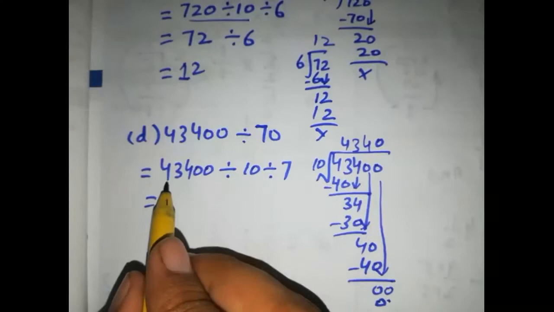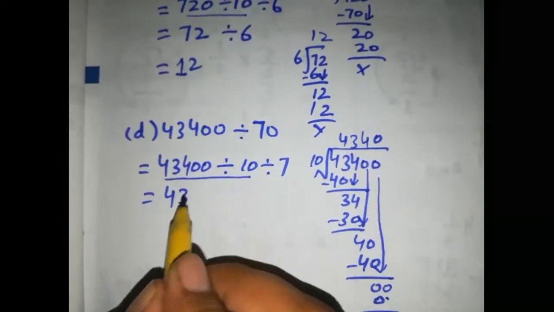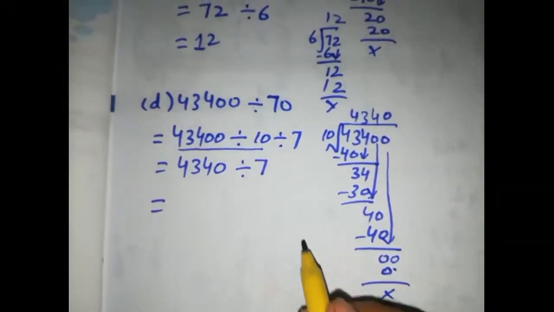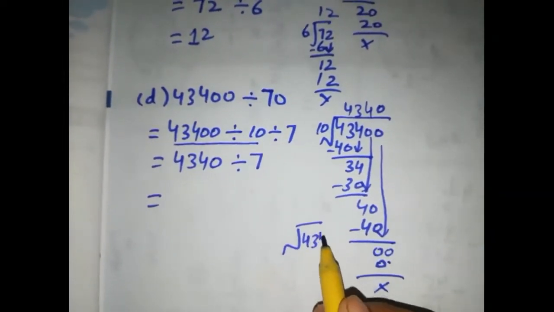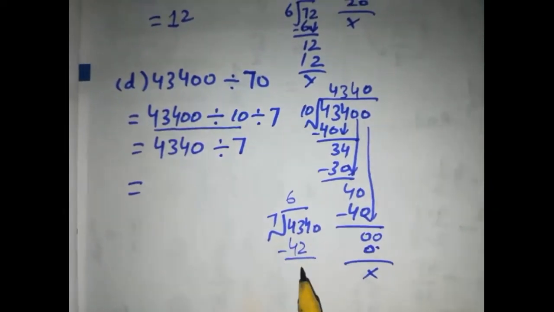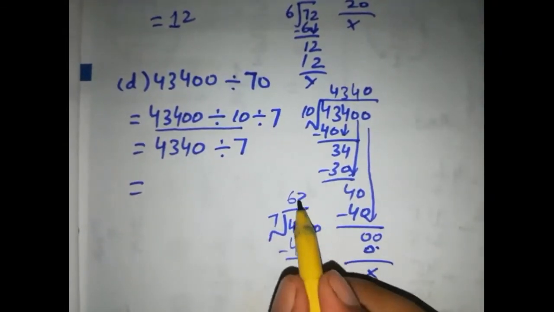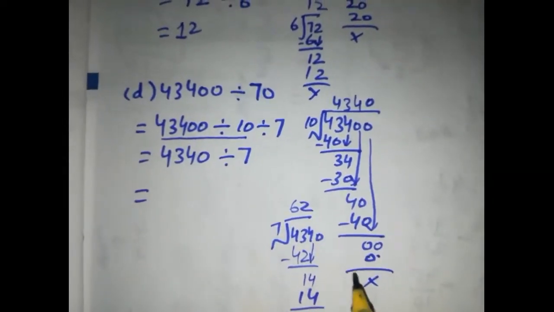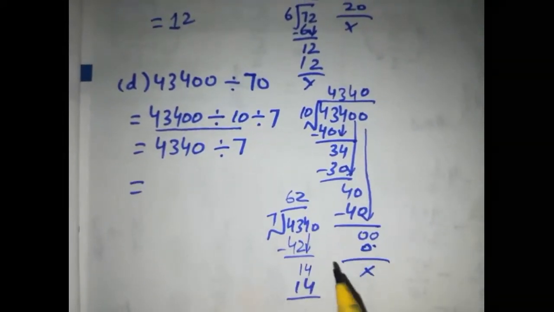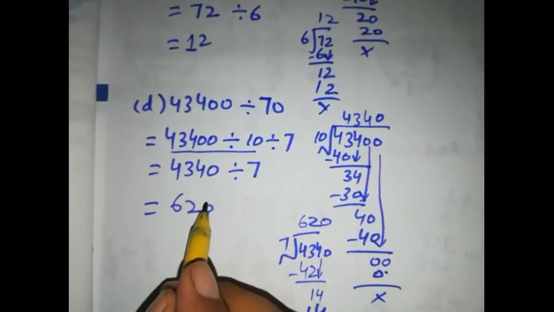So by dividing 43,400 by 10, we will get answer 4,340 divided by 7 as it is. Now I will divide 4,340 by 7. 7 sixes are 42. By subtracting we will get answer 1. This 4 moves below. 7 twos are 14, and by subtracting we will get answer 0, and this 0 moves above in the quotient, so there remain 620. So dividing 4,340 by 7, we will get answer 620.